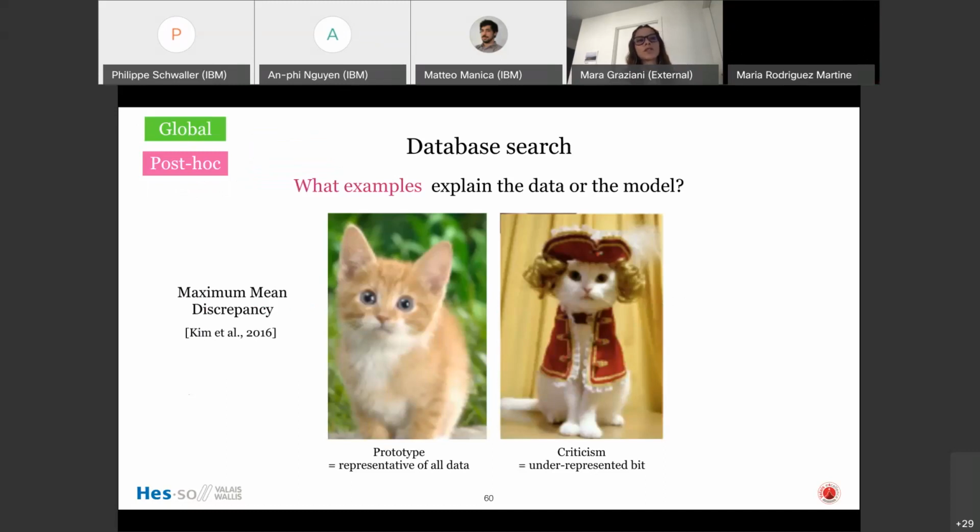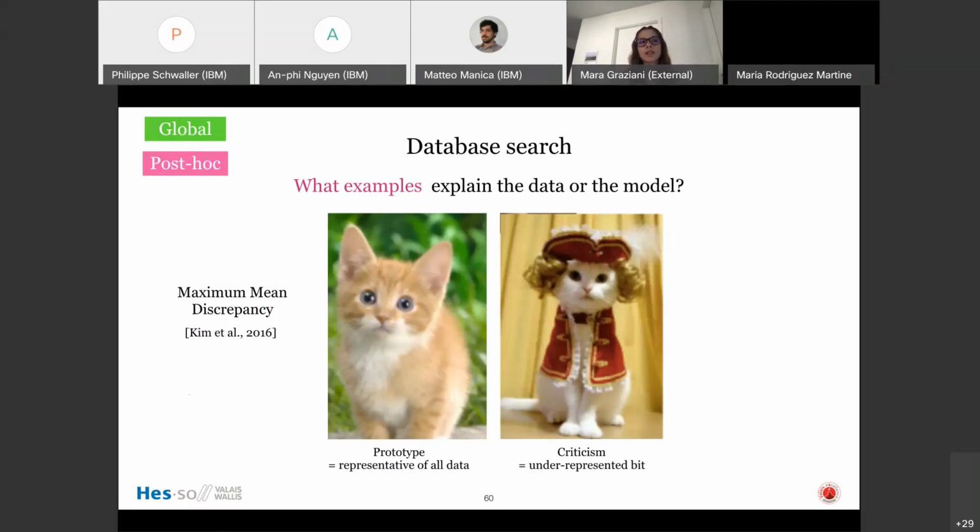Generally, when we talk about database search, we're looking at instances in our data that are representative of all the data. And these instances are called prototypes. A recent technique, a method called maximum mean discrepancy, however, points out that examples are not enough to understand our data, and that we also need to look at those instances that are underrepresented in our data collection, and these are called criticism. So what the maximum mean discrepancy procedure proposed was to find first prototypes that can model closely the data distribution, and then find criticism by looking at where there is a maximum discrepancy between the data and the selected prototypes.